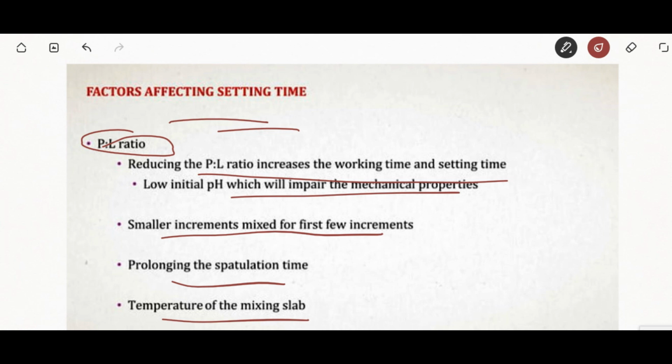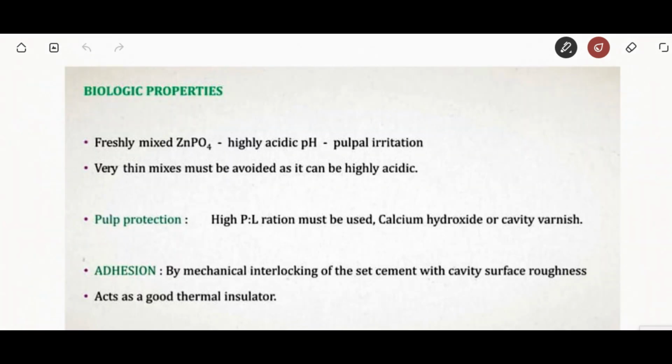The pH of cement: the acidity is high at the time of insertion due to the phosphoric acid. At the time of cementation, the pH is 2. As time passes, the acidity reduces. By the end of 24 hours, the pH is 5.5, which is still in the acidic range. So very thin mixes must be avoided as they can be highly acidic.